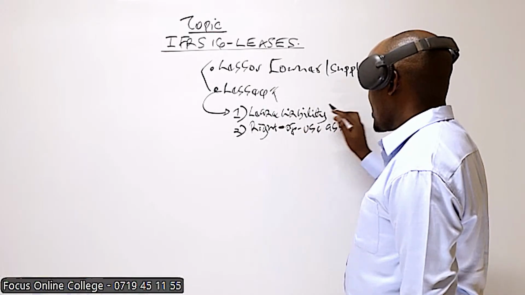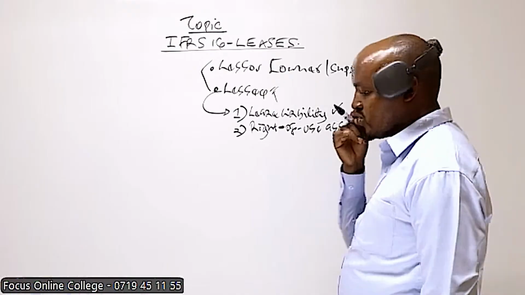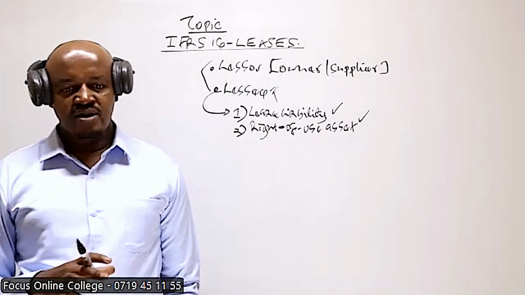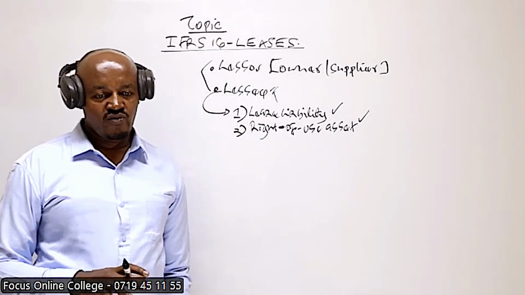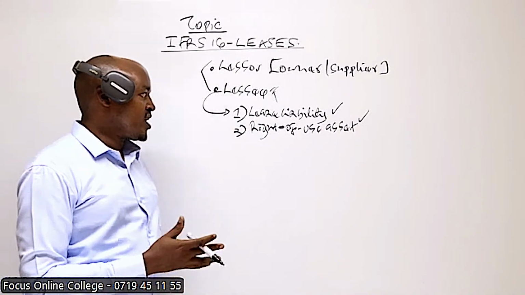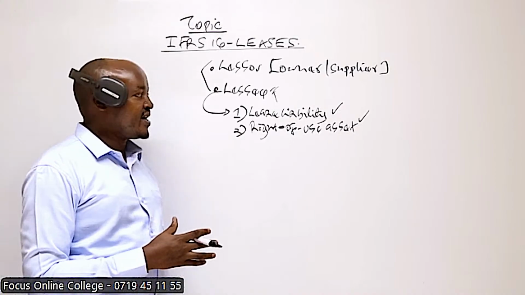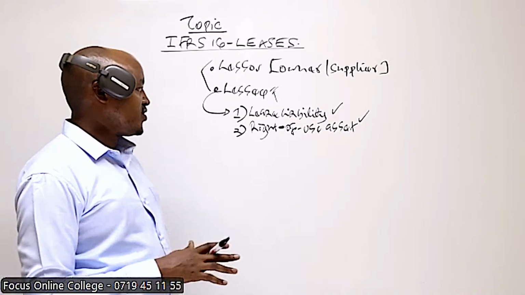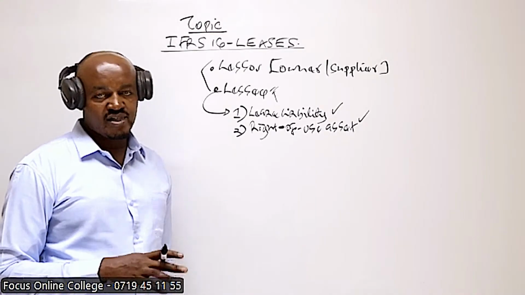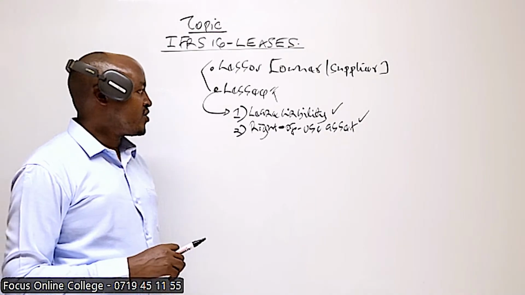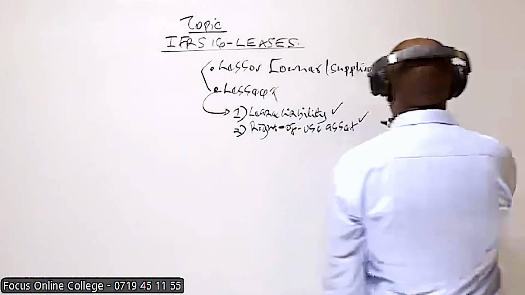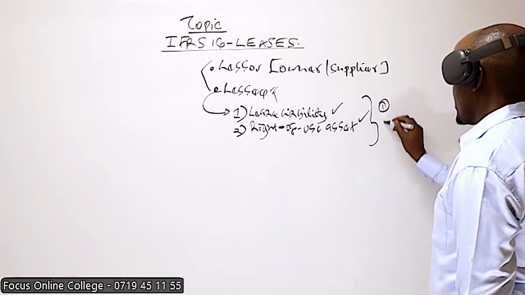So these are the two items which should be computed and also recognized by the lessee in his or her books of account. And in this case, we looked at how to compute the lease liability, and how to compute the right of use asset. And also we did two illustrations, two questions on the same.